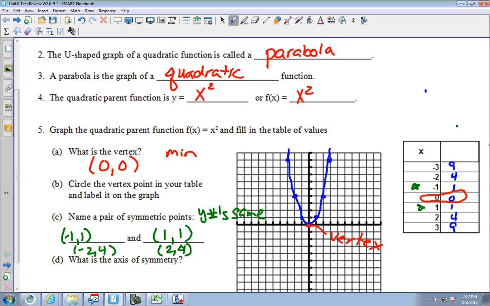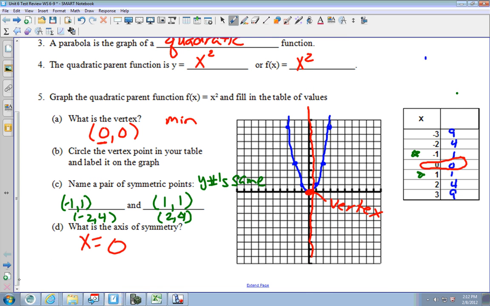The axis of symmetry. Your axis of symmetry is the line where you could fold the parabola in half. In this case, it goes right through the vertex. It is x equals whatever the x number is of this vertex. The x number is 0. So your axis of symmetry is x equals 0.